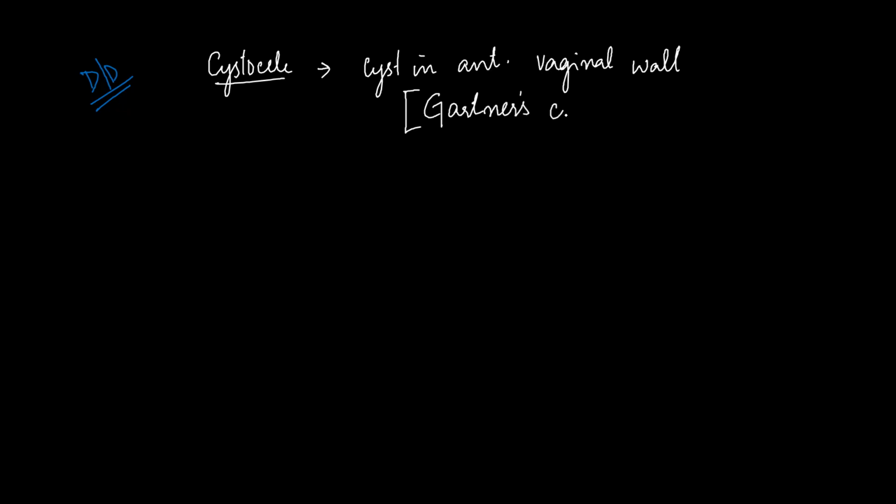Cystocele is often confused with a cyst in the anterior vaginal wall. Even when there is a cyst, we can feel a mass on palpation, right? So the cyst in the anterior vaginal wall is usually confused. The cyst in the anterior vaginal wall which can get confused with the cystocele is the Gartner's cyst. Next, we are going to deal with the uterine prolapse.